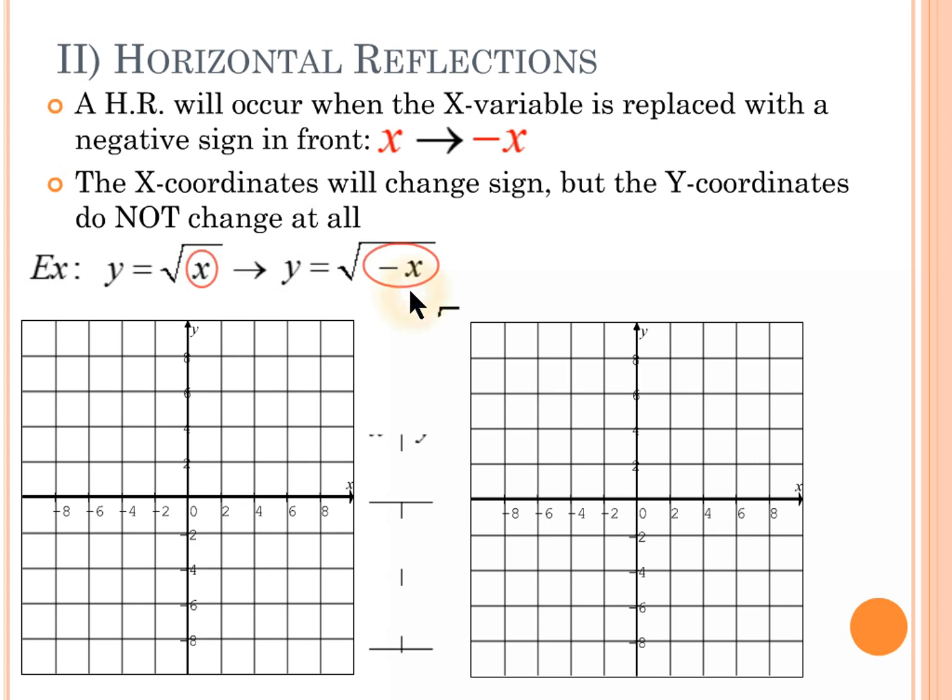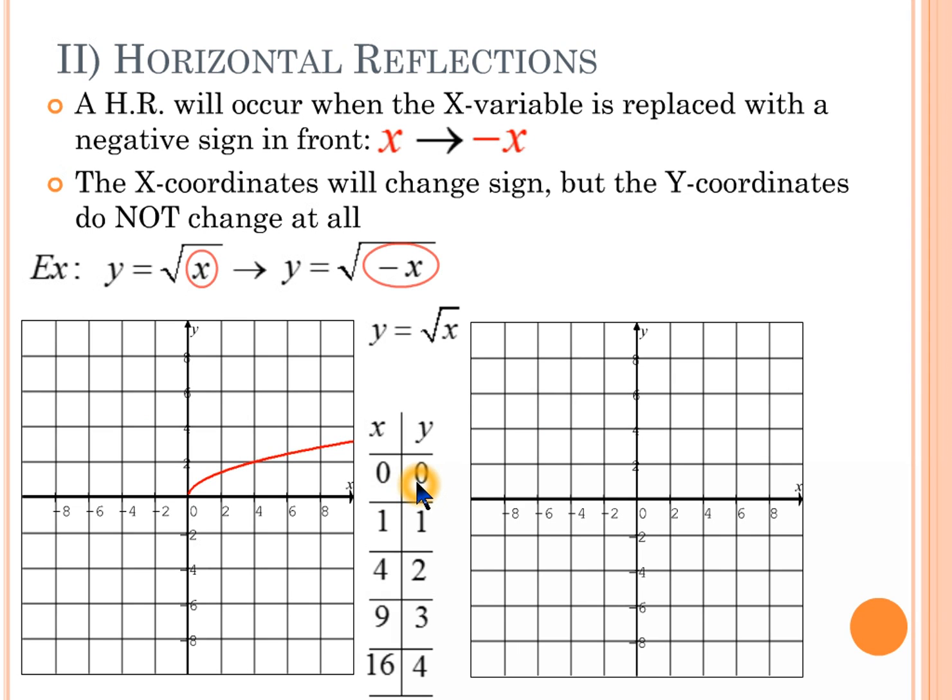I have negative x. Now let's graph y equals the square root of x using a table of values. Here are some random numbers for my x values: 0, 1, 4, 9, 16. These are my independent values. Let's get the corresponding y values now. When x is 0, then y will be 0, because I'm just inserting the 0 value back in there, so the square root of 0 is 0. If I have 4, the square root of 4 is 2, so that's how I get my corresponding y values.